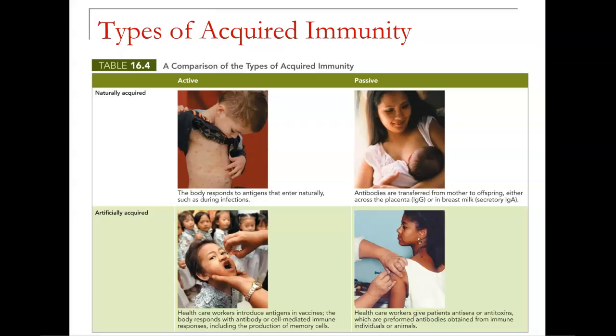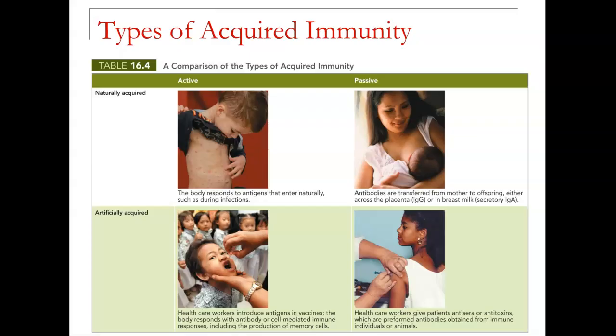Third, you have artificially acquired active immunity. The body receives antigens by injection, as with vaccinations, and mounts a specific immune response. And then lastly, you have artificially acquired passive immunotherapy.